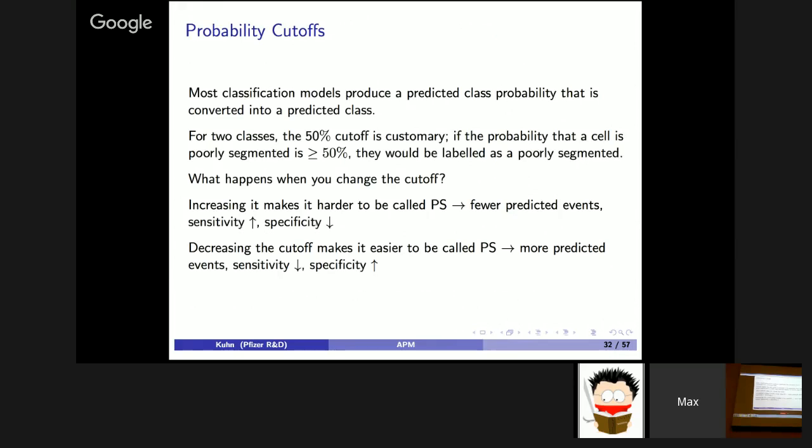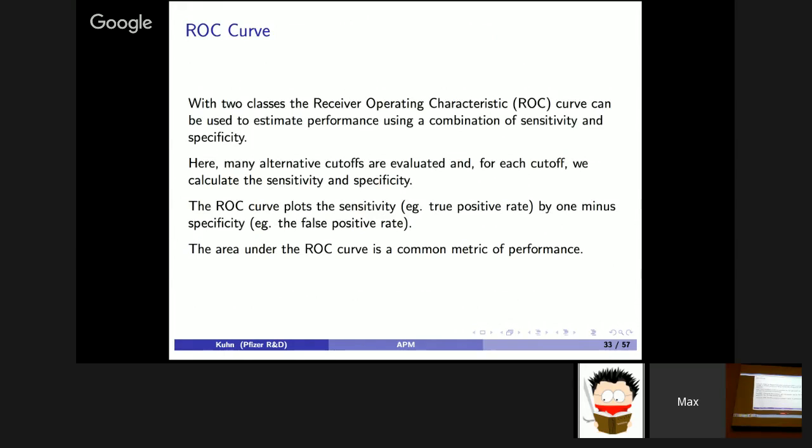But let's say we lower the barrier for something to become a positive. Let's say if the probability of it being a positive is greater than 20%, we'll call it a positive. Well, we're getting more things called positives, and some of them are truly positive, so our sensitivity goes up, but many of them are probably false positives, so our specificity goes down. So what an ROC curve does, and that stands for Receiver Operating Characteristic curve, is it looks across many different possible cutoffs, and for each cutoff it gets a sensitivity and specificity. The curve plots on the x-axis 1 minus the specificity, which is the false positive rate, and on the y-axis the sensitivity, which is the true positive rate.